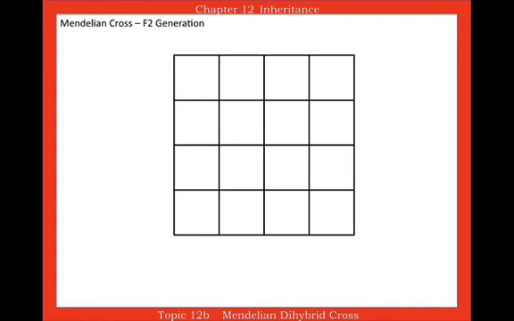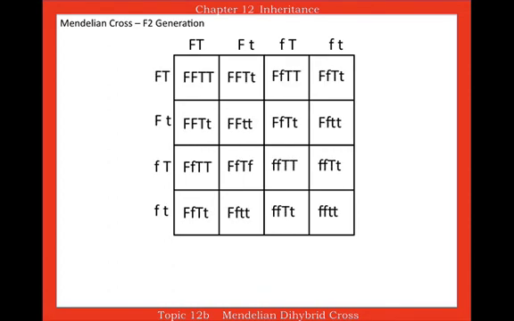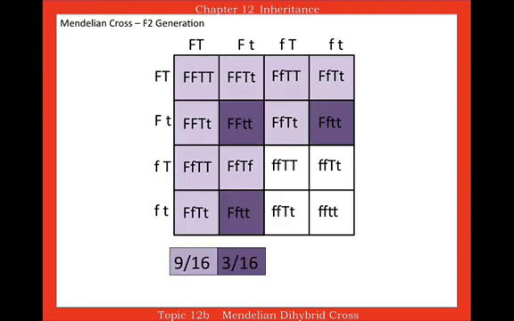Once we know this, we can use a Punnett square to predict all the possible combinations of alleles in the next generation. Since there are 4 combinations of alleles possible from each parent, there are 16 possible combinations in the F2 generation. And we can see how 9/16 of the combinations are dominant for both traits, 3/16 dominant for flower and recessive for height, 3/16 dominant for height and recessive for flower color, and 1/16 recessive for both traits.